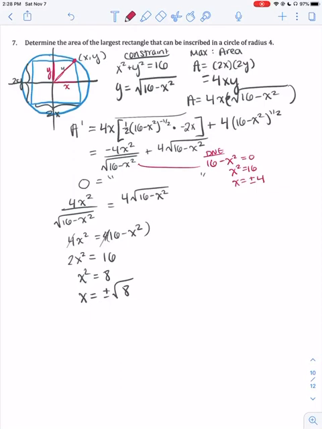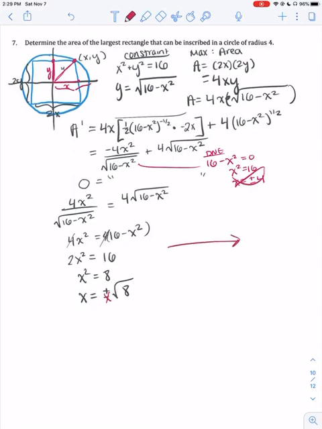Well, if the radius is 4, there's no way that the x or the y could be 4. They're going to have to be less than 4, because this whole thing is the radius. So the x and the y values have to be bigger than 0 and less than 4. So I don't need to include those. Only the plus or minus root 8. Actually, sorry, not the minus, only the positive root 8. So we've narrowed it down. We had lots of critical numbers, but really only one of them could be a possibility.